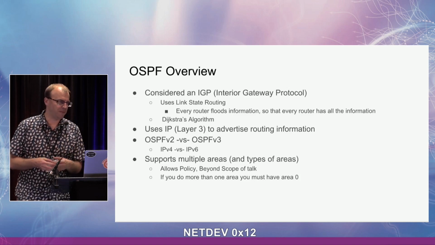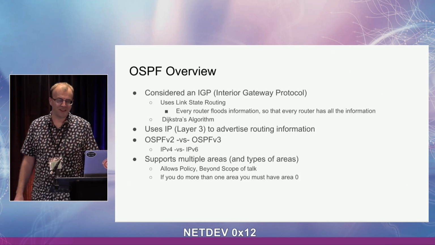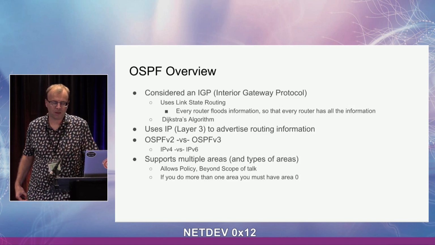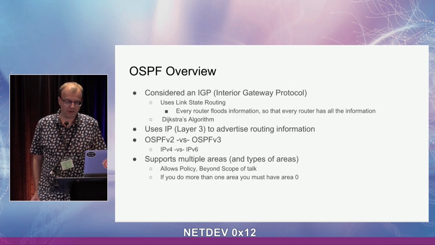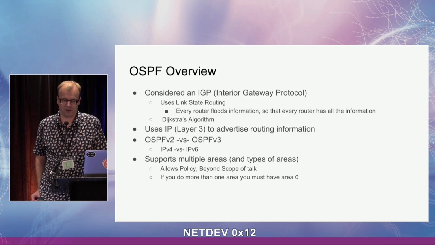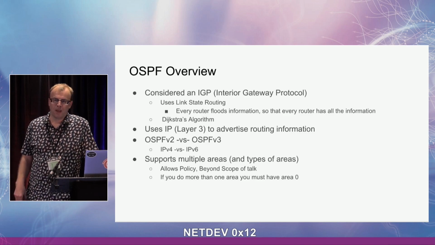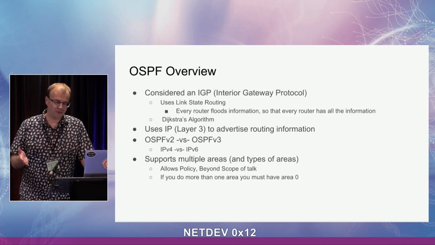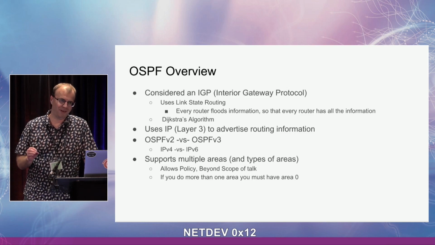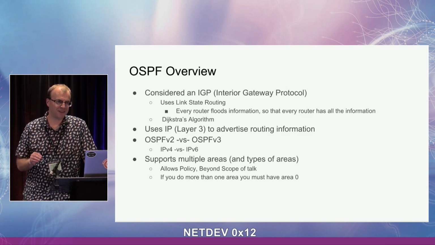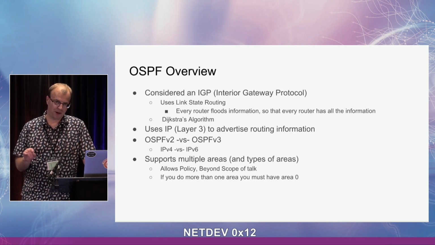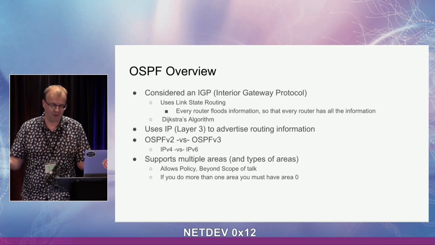It uses, I always mess this name up, Dijkstra's algorithm to figure out what to install into the RIB. It also uses IP, or layer 3, to advertise routing information from OSPF router to OSPF router. There's two different OSPFs: OSPF v2 and OSPF v3. I don't know why they did it this way, but v2 is IPv4, v3 is IPv6, and v3 also provides the ability to do IPv4 and IPv6, but no one does that. I don't know why.